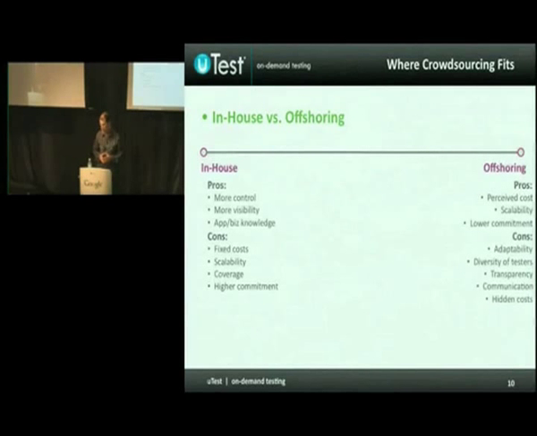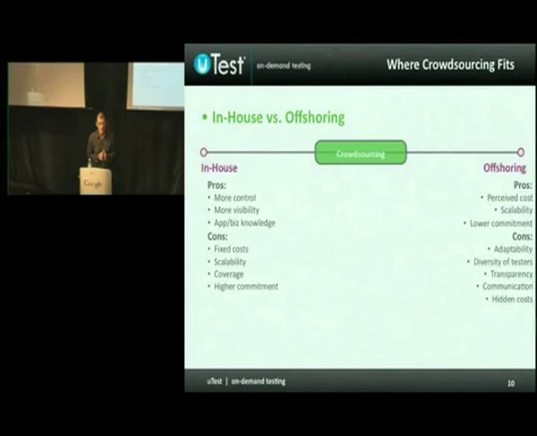We look at the other extreme and we look at offshoring. So the perceived cost is lower. It has more scalability. It's lower commitment for me because it's a contract. It's not my people. But really adaptability is the fact that the testers are not diverse. The transparency issue is the fact that many times its perceived cost is low, but I have communication issues, which cost me internally, and basically cause me hidden costs.